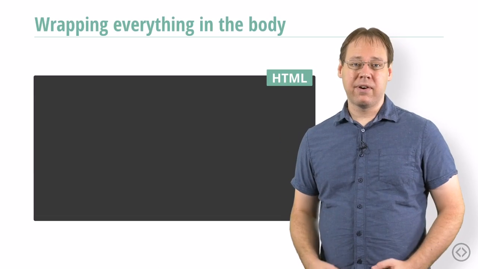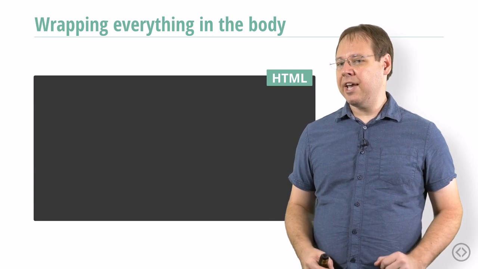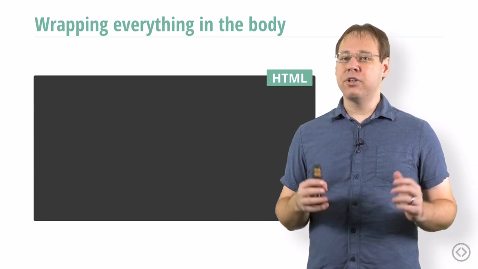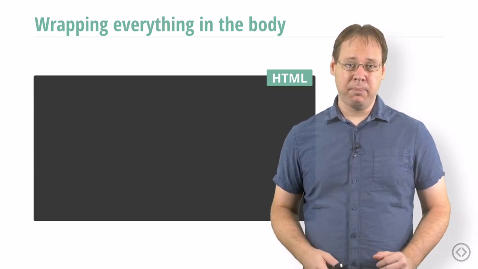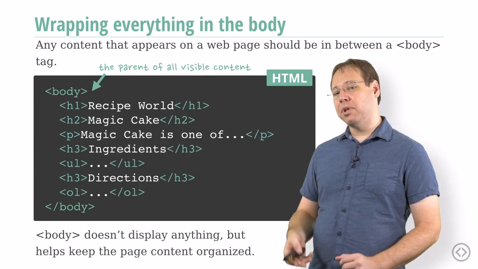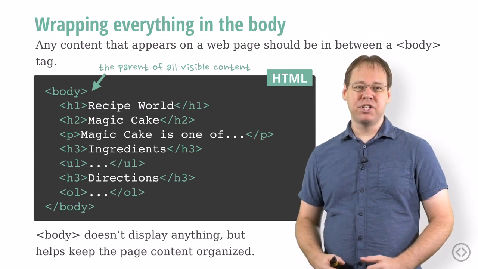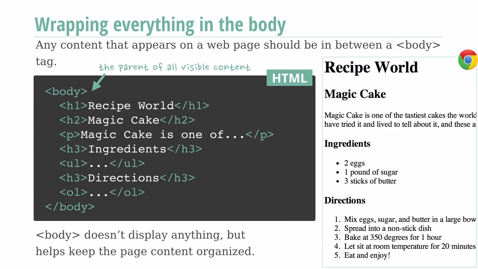We're making great progress on our page, and we've got all of our content marked up. But there's a few additional tags that we'll need to wrap everything in to make a truly standards-compliant HTML page. So the first is body. All of the visible content on your page should be wrapped inside of a body tag, so that the body is the parent of all of that content. Body doesn't actually display anything or change the way things are displayed, but it just helps keep the page content organized and helps the browser understand that that's the stuff that it really should be showing.